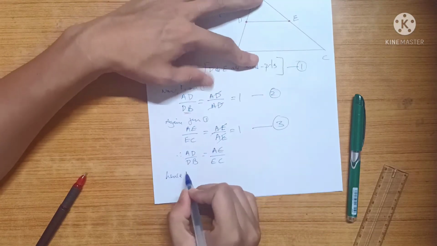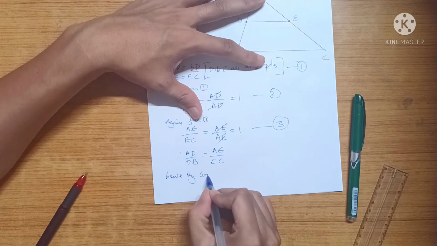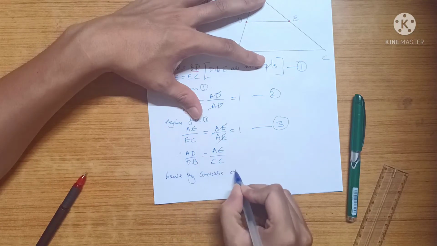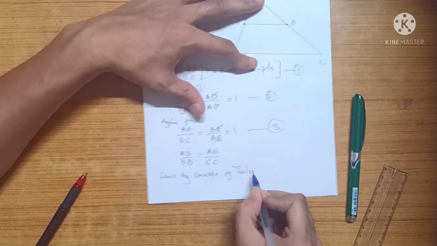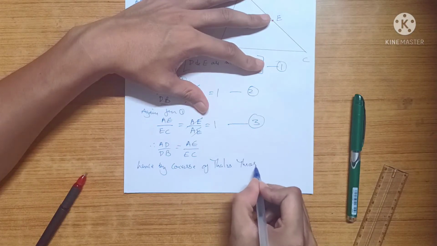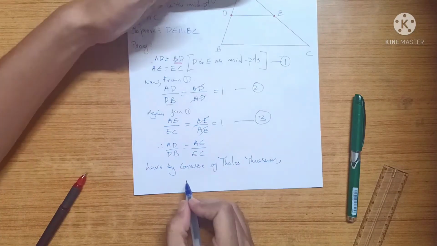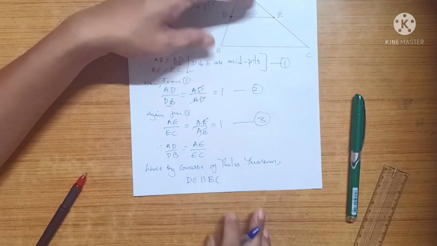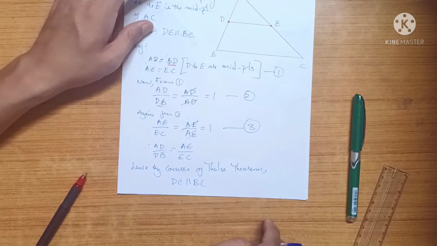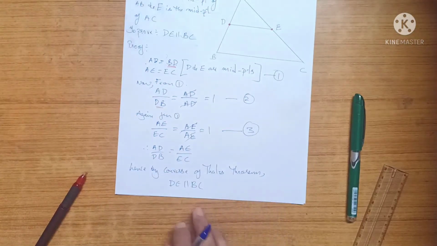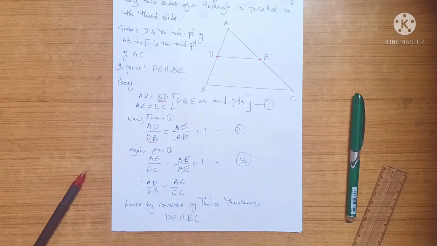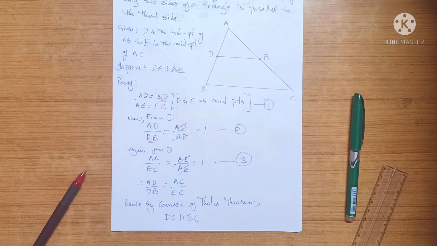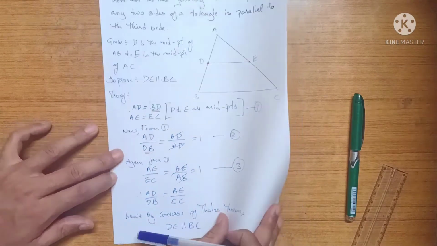Hence, by the converse of Thales' theorem, what is parallel to what? DE is parallel to BC. Got it? Since we showed that the ratios are the same, the sides, this and this, should be parallel. That's number 9.